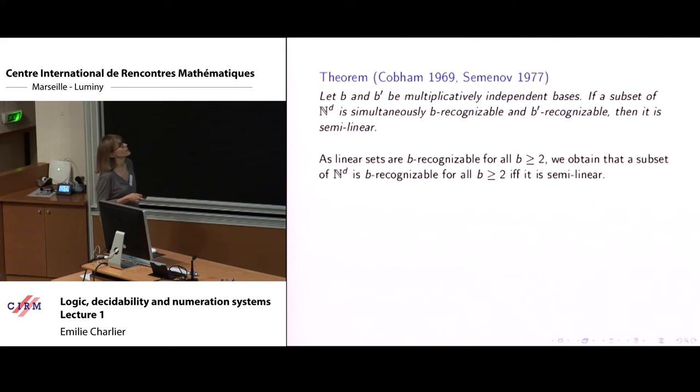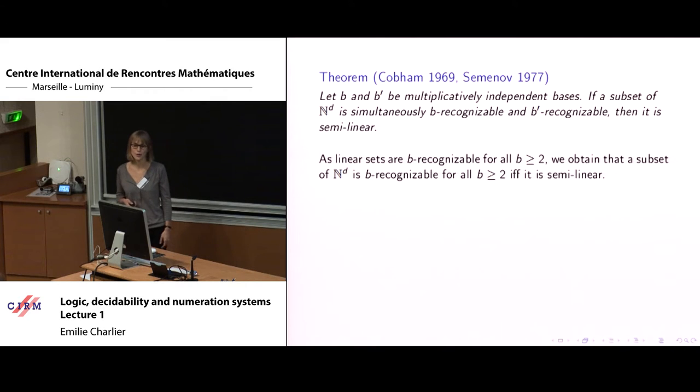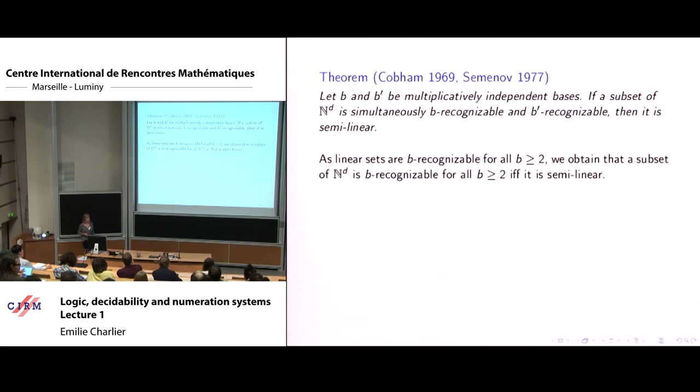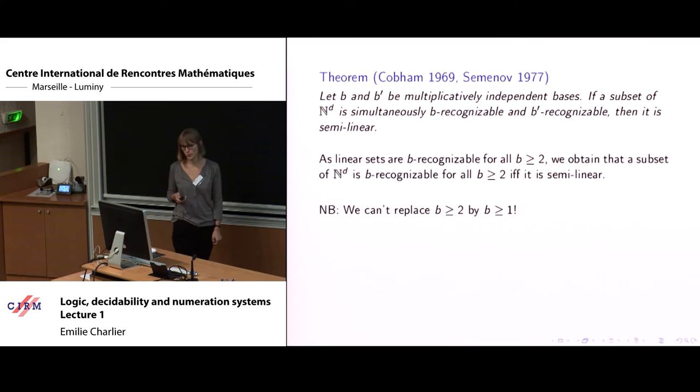So it's just the same theorem. I just wanted to make this remark that, of course, as a corollary, since linear sets, and so finite unions of linear sets, are always B-recognizable for any B, we have a characterization. We have that a subset is recognizable for all bases B if and only if it is semilinear. And here we have B greater than or equal to 2. If you remember, we defined what were 1-recognizable sets of integers. And so just as a remark, we can't replace here B greater than or equal to 2 by B greater than or equal to 1.